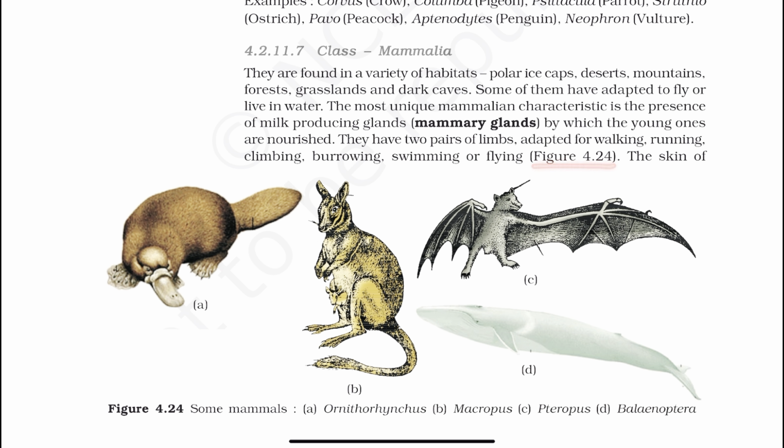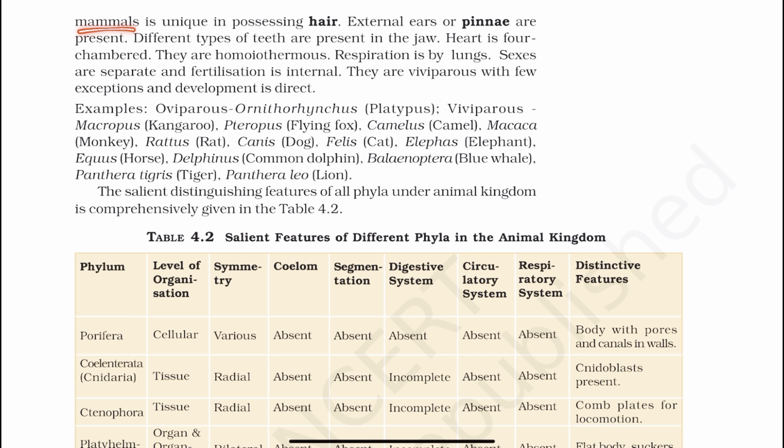Figure 4.24 The skin of mammals is unique in possessing hair. External ears or pinnae are present. Different types of teeth are present in the jaw. The heart is four-chambered. They are homeothermous. Respiration is by lungs. Sexes are separate. Fertilization is internal. They are viviparous with few exceptions and development is direct.